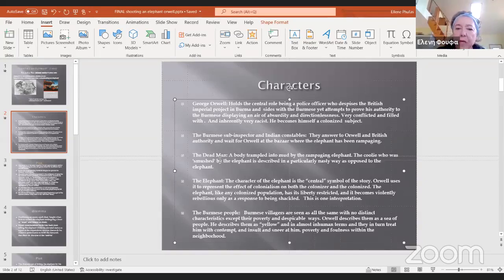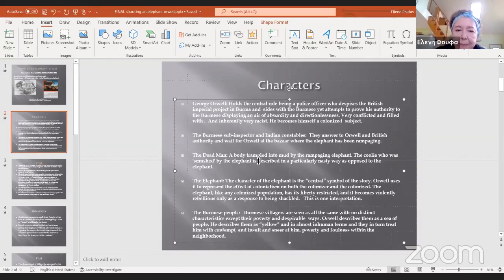So a few of the other characters, which are interesting, the Indian constables and the Burmese sub-inspector, they answer to British authority. They wait for Orwell at the bazaar where the elephant has been wrecked. They have no independent activity. They're not able to act independently. They act upon the authority of the British colonial government. However, there are some issues that come up with that. We'll talk about that later, I hope.